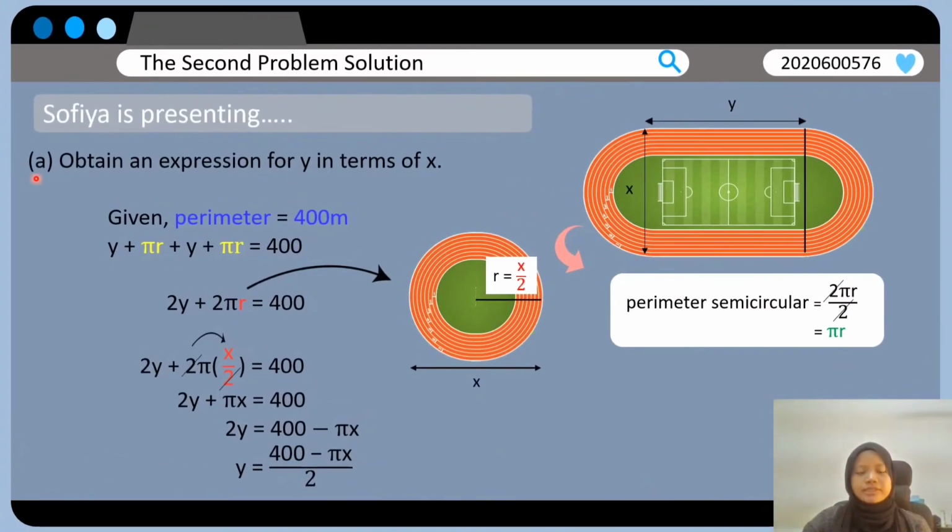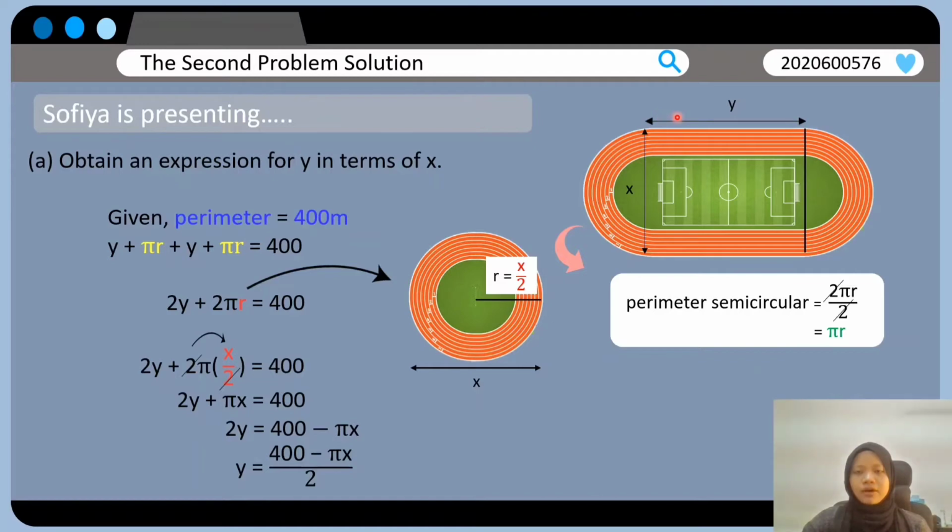So for question A, obtain an expression for y in terms of x. That means y will be the subject. But before that, the perimeter has been given in the question, which is 400 meters. So we can use the perimeter to answer this question. What is the perimeter? Perimeter is the circumference, which means we need to add all the lengths of the outline of the shape.